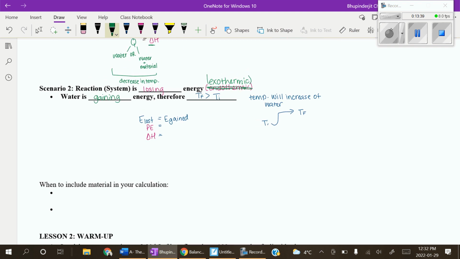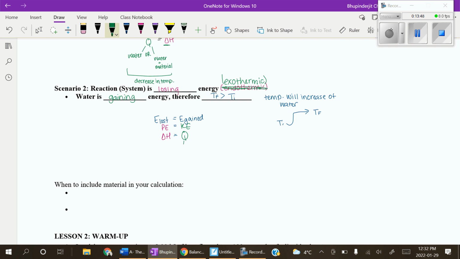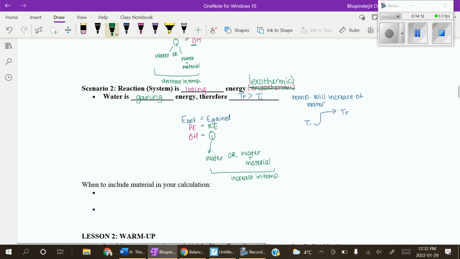Okay, so our water is gaining. Therefore, we are going to be gaining kinetic energy. And we are going to use that formula for Q. And again, that is going to be based on if the water increases temperature or the water plus material are going to increase in temperature. And again, we'll go through that in class about how to identify those scenarios.